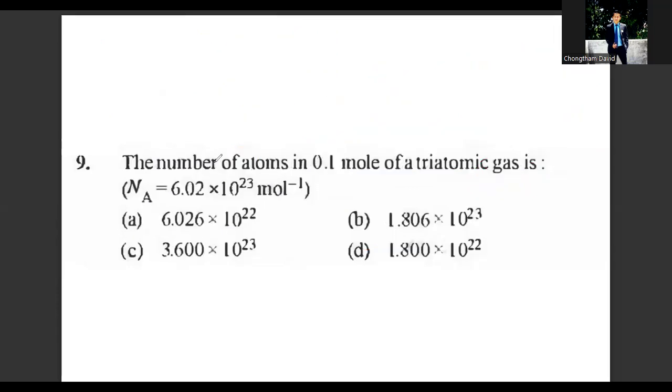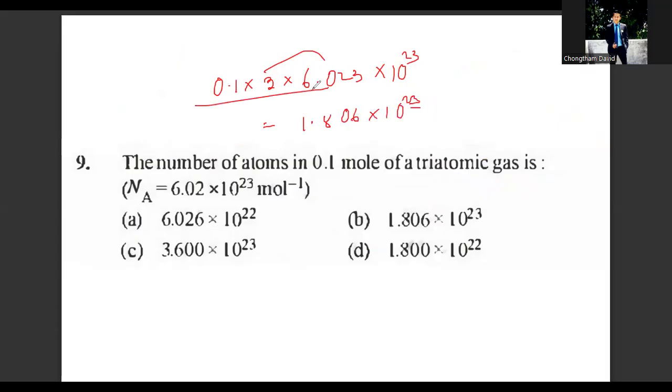Question number 9. The number of atoms in 0.1 mole of a triatomic gas is. So the number of atoms in 0.1 mole of a triatomic gas you can easily calculate by using this formula: moles into atomicity into Avogadro's number. So 6 3 is 18, approximately 1.806 into 10 to the power 23. So the answer would be B.